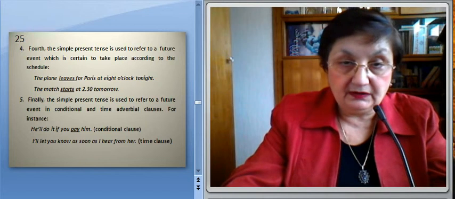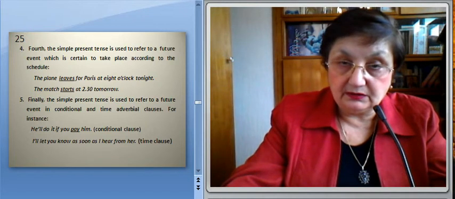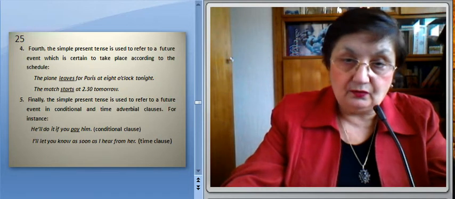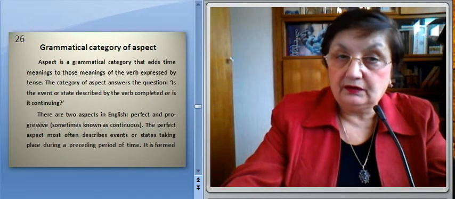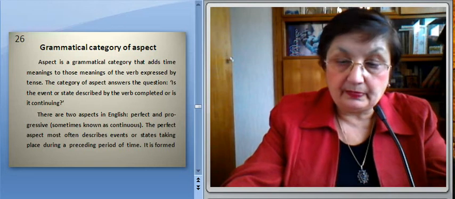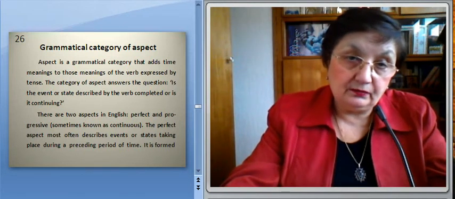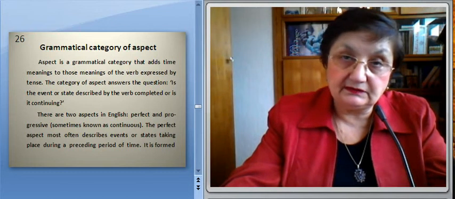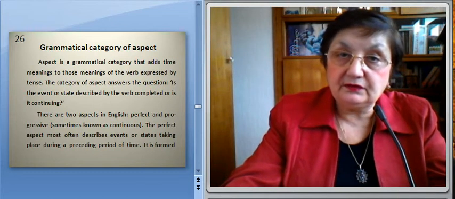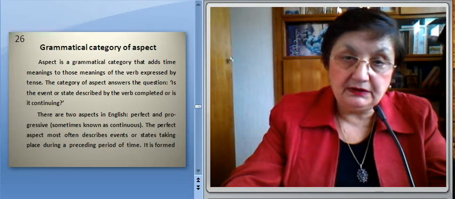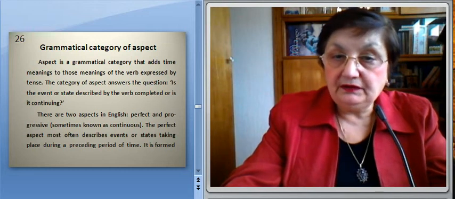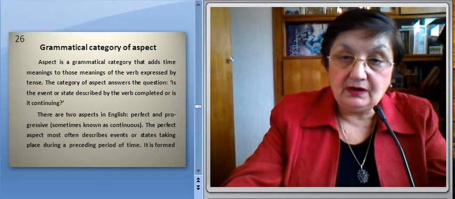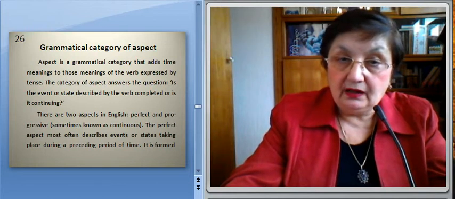Now we are going to discuss the grammatical category of aspect. Aspect is a grammatical category that adds time meanings to those meanings of the verb expressed by tense. The category of aspect answers the question: is the event or state described by the verb completed, or is it continuing? There are two aspects in English, perfect and progressive, sometimes known as continuous.